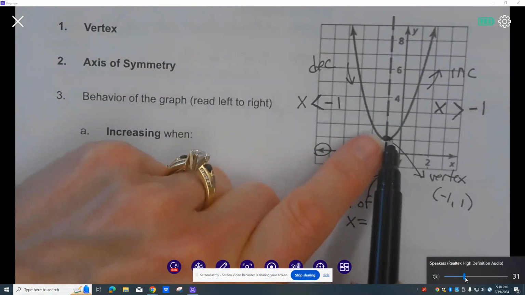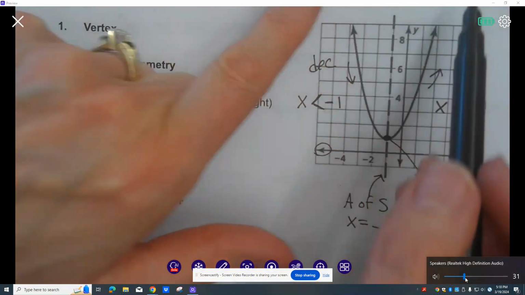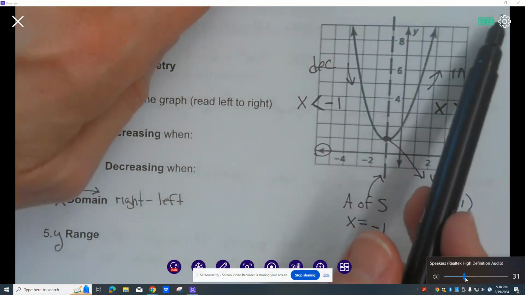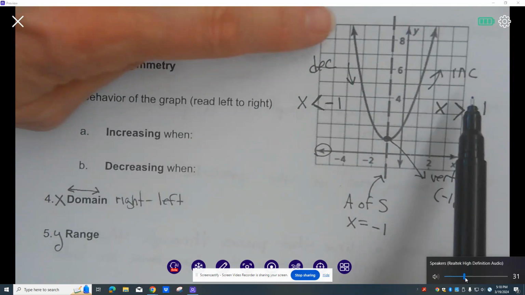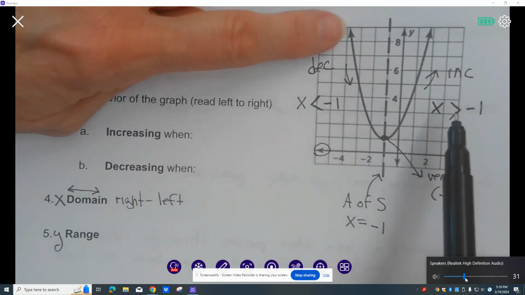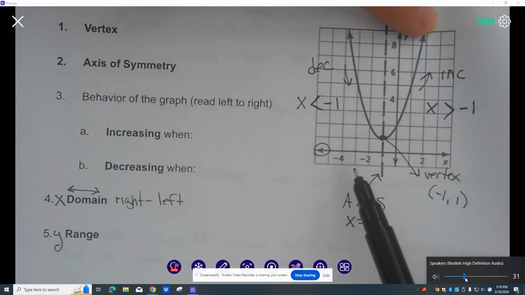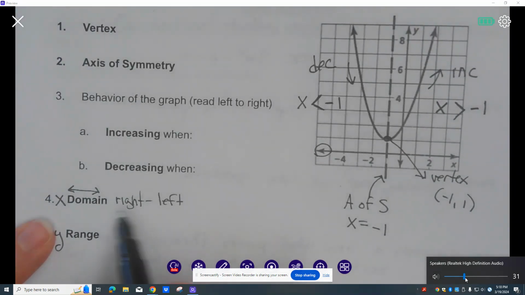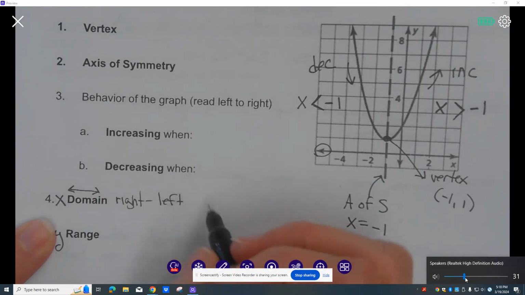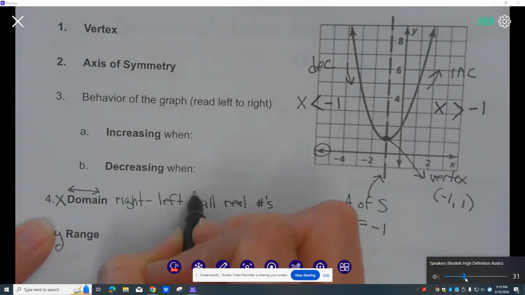So this graph starts out and it gets wider and wider and wider, and it keeps going up and up and up. It also keeps getting wider and wider and wider. So if you tried to find where does the left side end, you couldn't find it because it's going to keep getting wider forever. If you tried to find where does the right side end, you couldn't find it because it's getting wider forever. So we say, well, every x is part of the domain. So you want to say all real numbers are the domain.